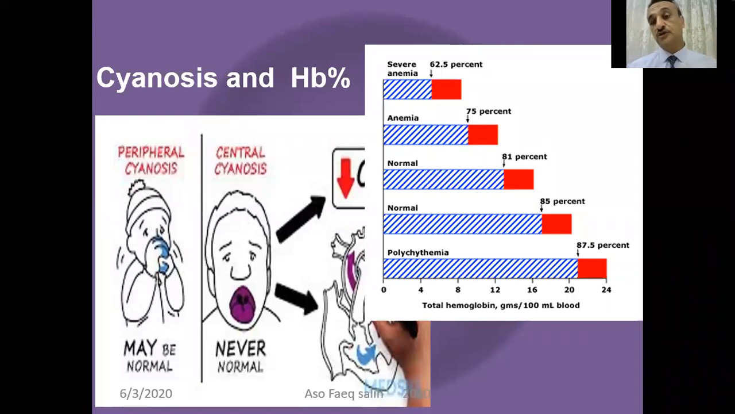As a nurse, you should be very aware of the hemoglobin of your patient. If the hemoglobin is low, you should be very aware of desaturation. Your patient may be desaturated and you are not seeing that observation, and your patient may die because of that.